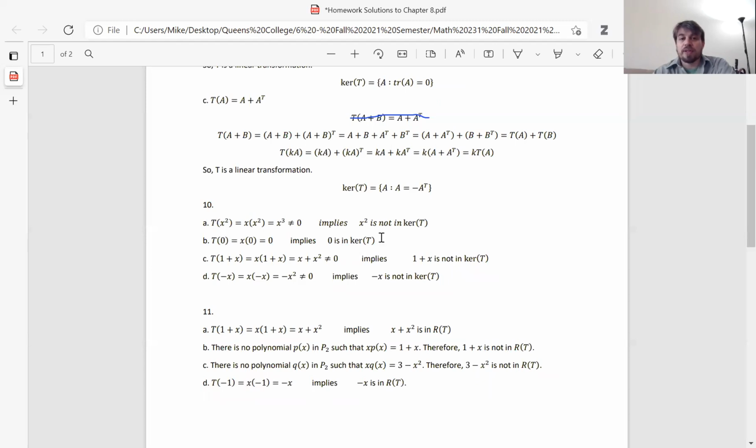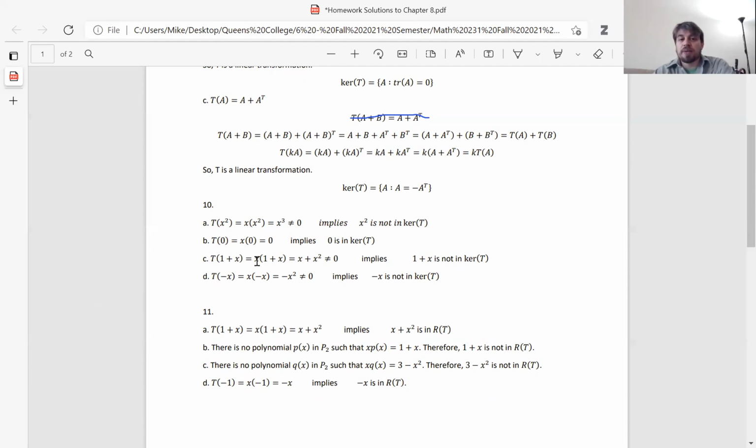So that implies that x squared is not in the kernel of T. T of x squared does not equal 0, so x squared is not in the kernel of T. T of 0 equals x times 0, which is 0, and so that implies that 0 is in the kernel of T.